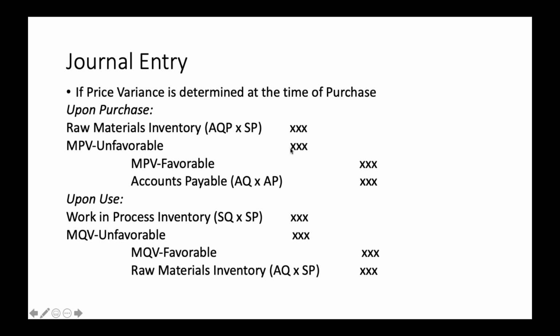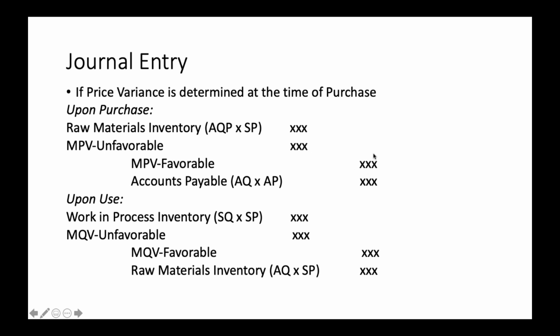Now, if the case is the other way around, say we have an actual payment or accounts payable of 9 pesos, and yet we set our standard at 10 pesos. Okay, so we set at 10 pesos and we were able to buy at only 9. That's favorable because we are paying less than the standard, and therefore we have a material price variance, favorable, of 1 peso.